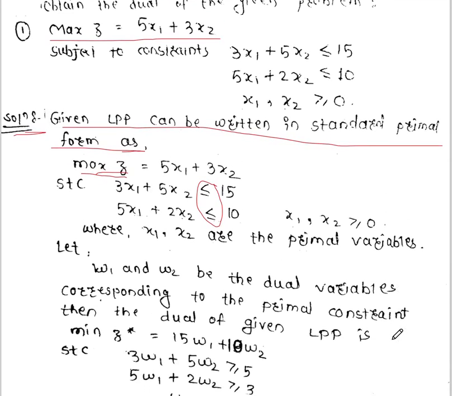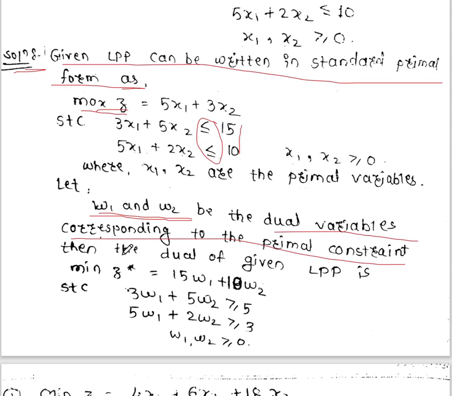Now we have to identify the dual variables. How many constraints are here? There are two constraints. So we take W1, W2 as the dual variables. The number of constraints equals the number of dual variables according to the algorithm. So let W1, W2 be the required dual variables corresponding to the primal constraints. Then the dual of the given LPP can be written as follows.